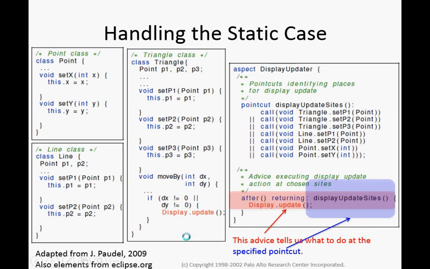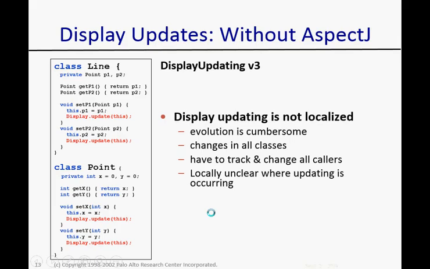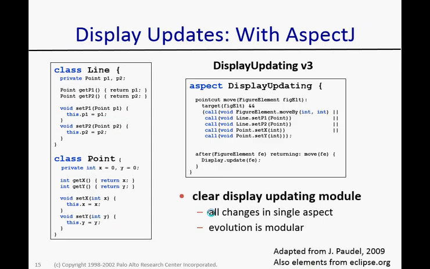Note, however, that there is one case that's not being captured. If we're going to move this thing, if either dx is not equal to 0 or dy is not equal to 0, in other words, if they're not both 0, then we need to do a display update and move by. And we're not capturing that here. These are purely static points where we're weaving this in. It's pretty good. We've decreased it, but we're not getting this exact case.